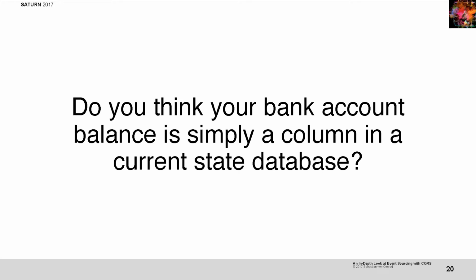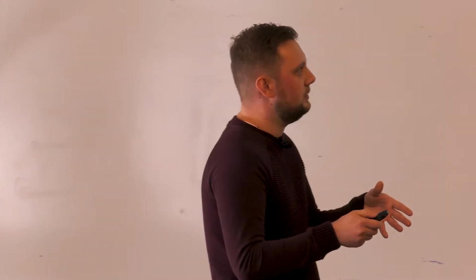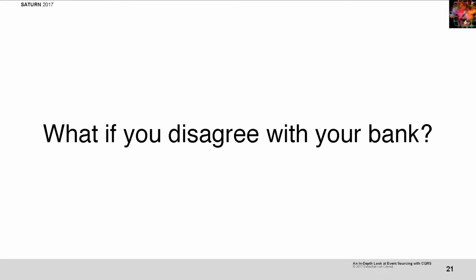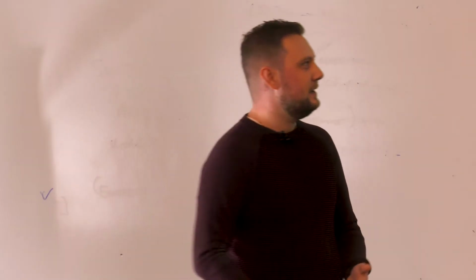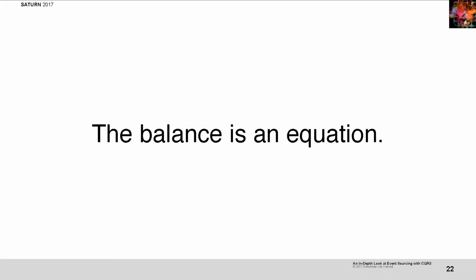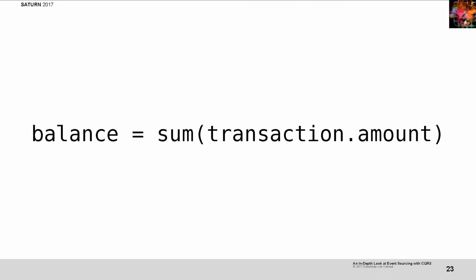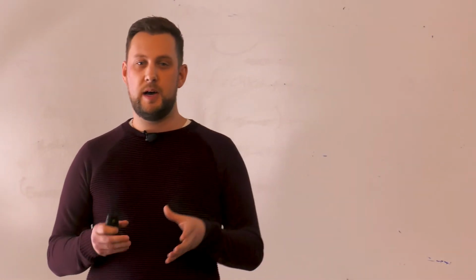Your bank account balance is not simply a column in a current state database. Because what if you disagree with your bank and you say, I think I have $800 in my account, and they say, no, you have $500 in your account. The column says $500. That's not how it works. The balance of your bank account is actually an equation. You take all of the transactions over the history of that account, all of the debits and the credits, the deposits and the withdrawals, and you sum them up.